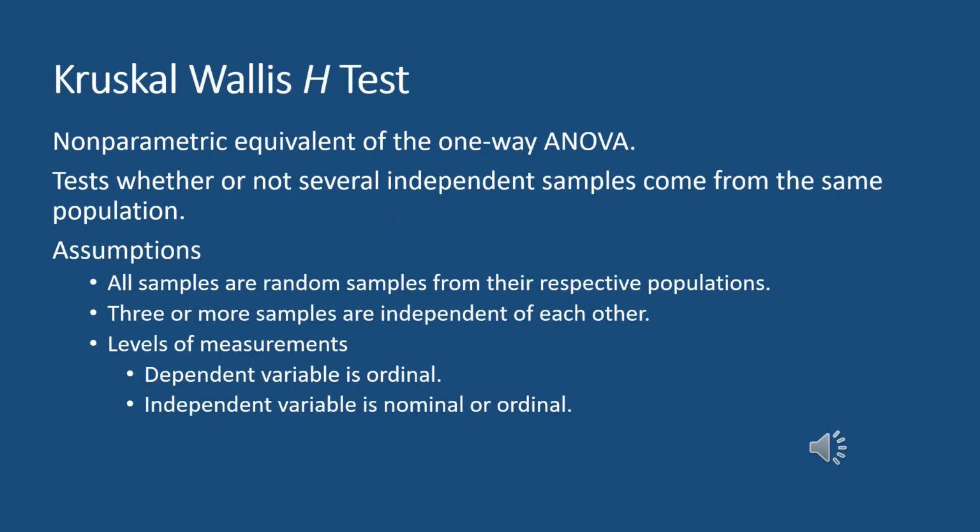So this is the Kruskal-Wallis H test, and this test is the non-parametric equivalent of the one-way ANOVA, and it tests whether or not several independent samples come from the same population. The assumptions for this test are that all samples are random samples from their respective populations, 3 or more samples are independent of each other, and the level of measurement is, for the dependent variable, ordinal, and the independent variable is nominal or ordinal.